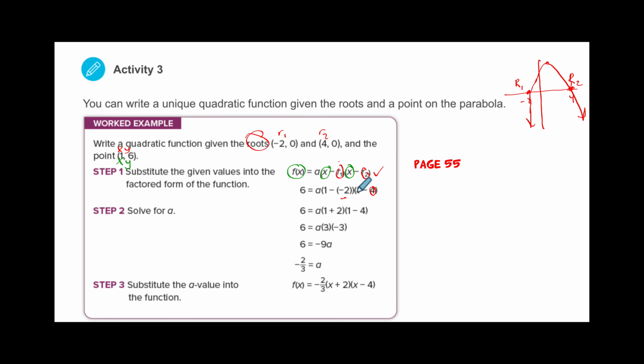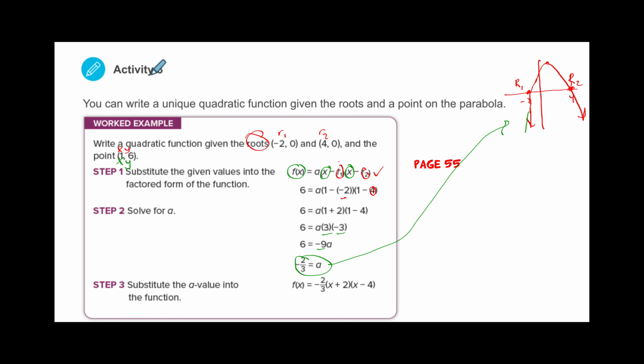So then again, 1 minus 4 is negative 3. And then 1 minus negative 2 is positive 3. So 3 times negative 3 is negative 9. And we have that a that's just kind of hanging out. The y value is 6. And you solve it and you get, ooh, look at that, that is ugly. But we get an a value that's negative 2/3. And look, that a value matches our picture, because a has to be negative. It's concave down. That is the second worked example.